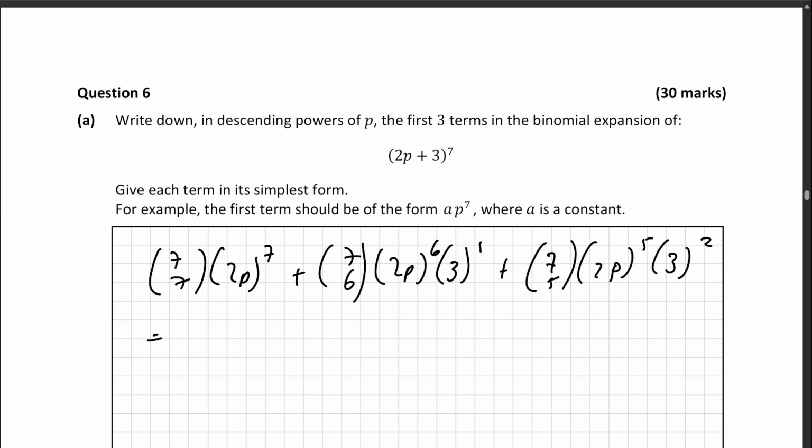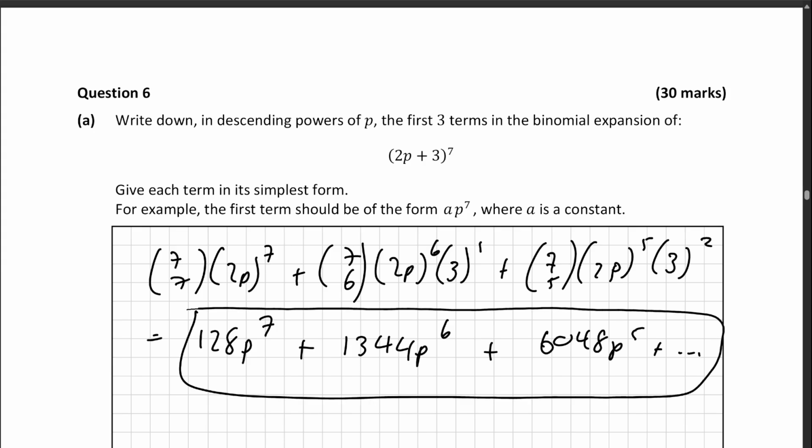7 choose 7 is 1. 2 to the 7 is 128p to the 7, plus 7 choose 6 is 7. So 7 times 2 to the 6 times 3 is 1344p to the 6, plus 7 choose 5. So 7 nCr 5 times 2 to the 5 times 3 squared is plus 6048p to the 5, plus and so on. So those are the first 3 terms. That's all we're asked for.